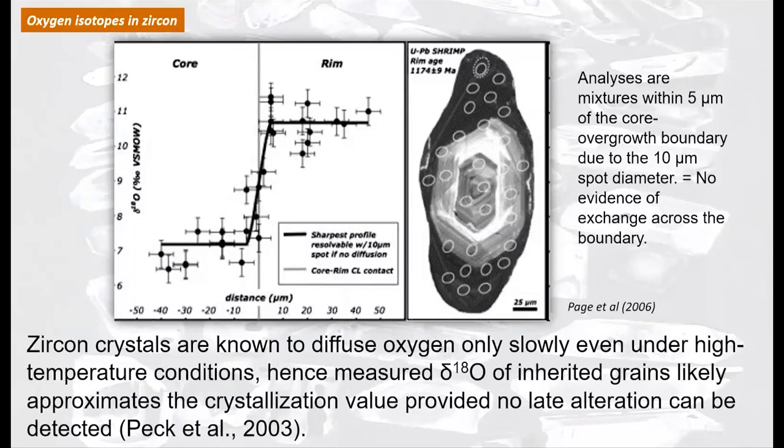The important thing about oxygen isotopes in zircon is they have very sluggish diffusion rates. So even under quite high temperature conditions, the oxygen isotope signal is going to be pretty much set in that crystal. This is a nice example from Page, where he mapped out a grain using multiple SIMS spots, and showed that there's quite a distinct difference between the core and the rim, and it's not really much of a diffusion profile.